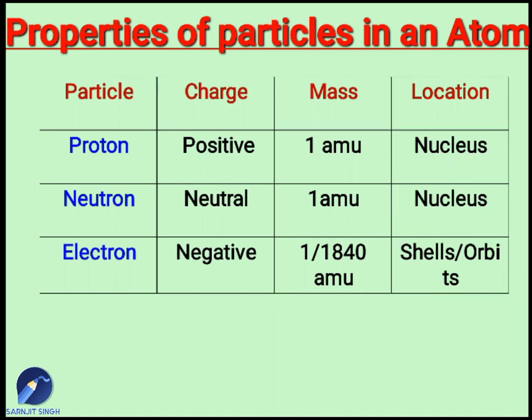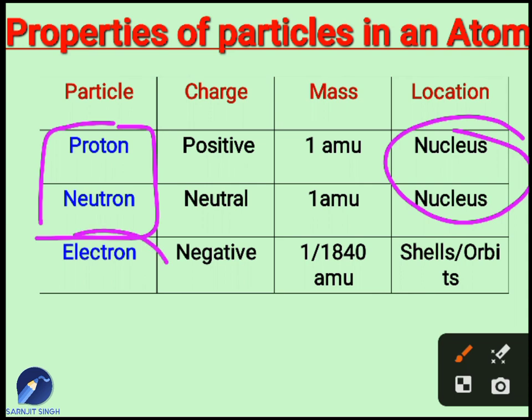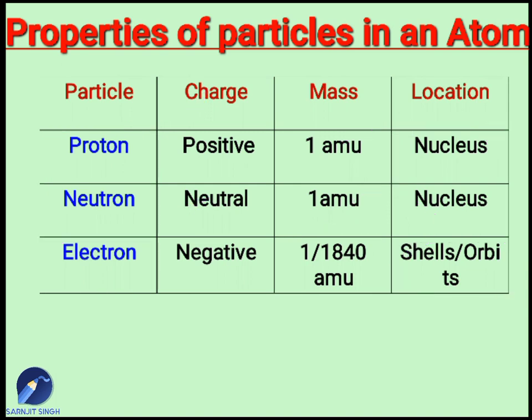Okay, one more thing. Protons and neutrons are present inside the nucleus, but electrons are present around the nucleus. An electron has very, very small mass as compared to a proton and a neutron. That means the mass of an atom is generally concentrated at the center of the atom. You can say the mass of an atom is concentrated inside the nucleus of the atom. Okay, clear?